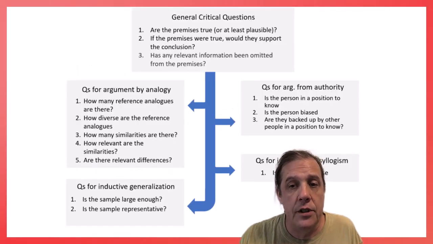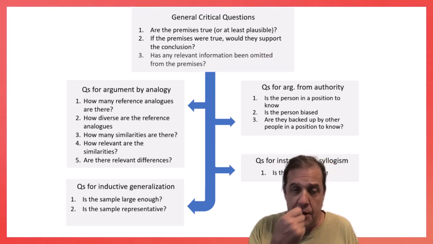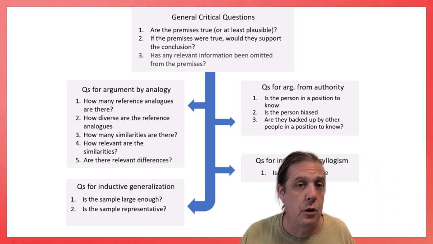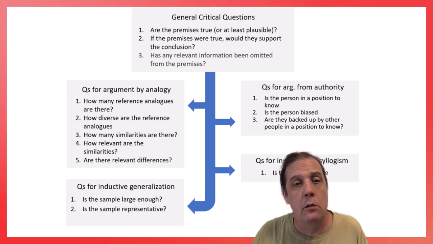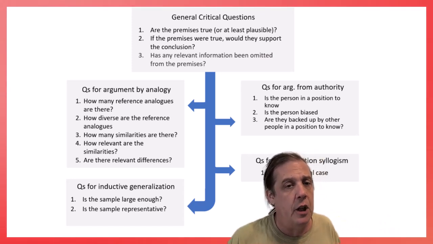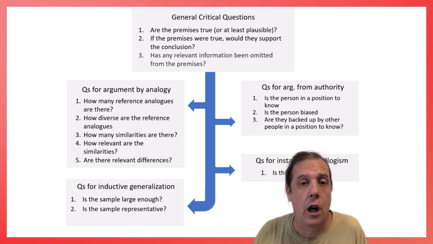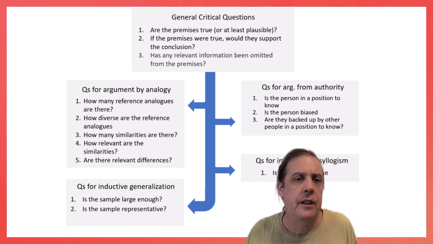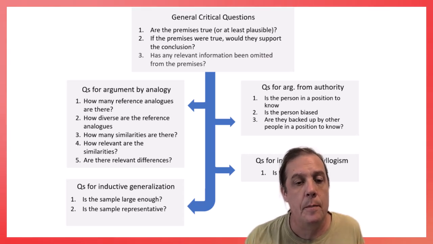So we can do the same thing for the critical questions that we did for the argument in standard form. At the top of this diagram, you've got the general critical questions. Are the premises true? If the premises were true, would they support the conclusion? Has any information been omitted? And then for the specific styles of argument, we refine those critical questions to get more specifically at how this kind of argument might go right or wrong.